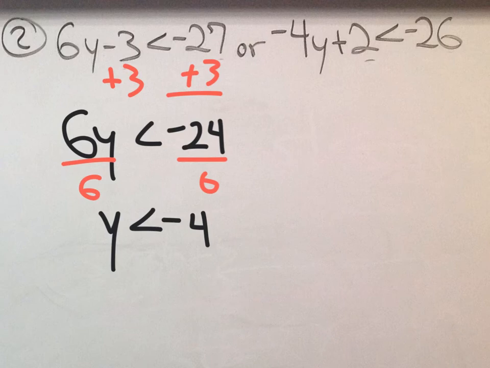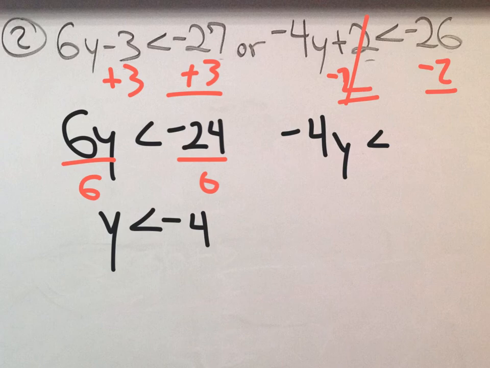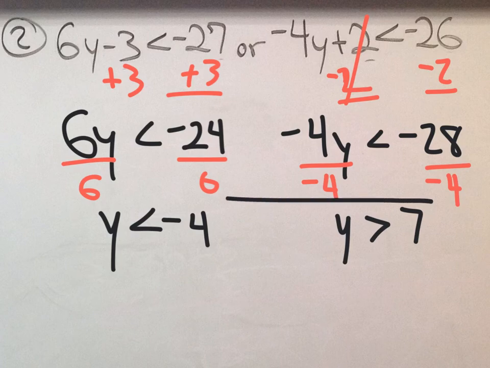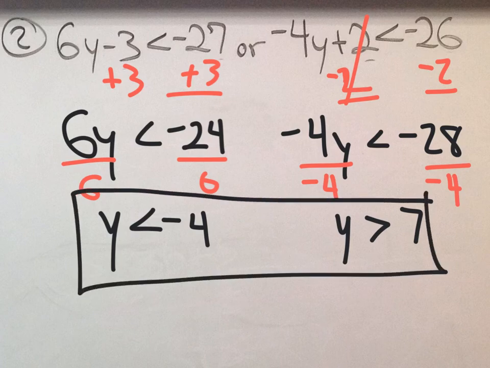And let me go to the other one and solve that one. Minus 2 cancels. I'll have negative 4y less than negative 28. Final step. Now notice, I am dividing by a negative. And when you divide by a negative, flip the symbol. Y is greater than, and in this case, 7. Now, both of these are answers, but you can't just write them like that. You have to put the word or between them.